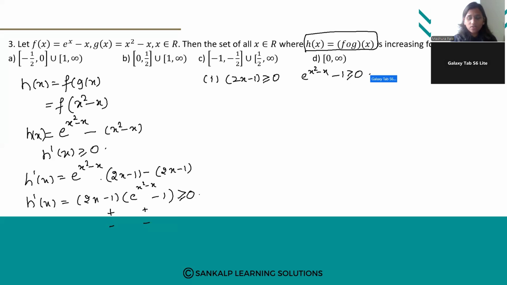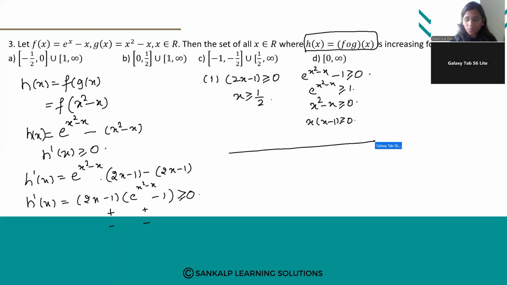If I solve here, what do I get? x is greater than or equal to 1 by 2. Now here, x square minus x is greater than or equal to 1. If I take log on both sides, this becomes x square minus x, and this becomes 0, because log 1 is 0. Now what this says is x into x minus 1 is greater than or equal to 0. Again this product has to be positive, so let us see the roots. From here I get 0, and from here I get 1.